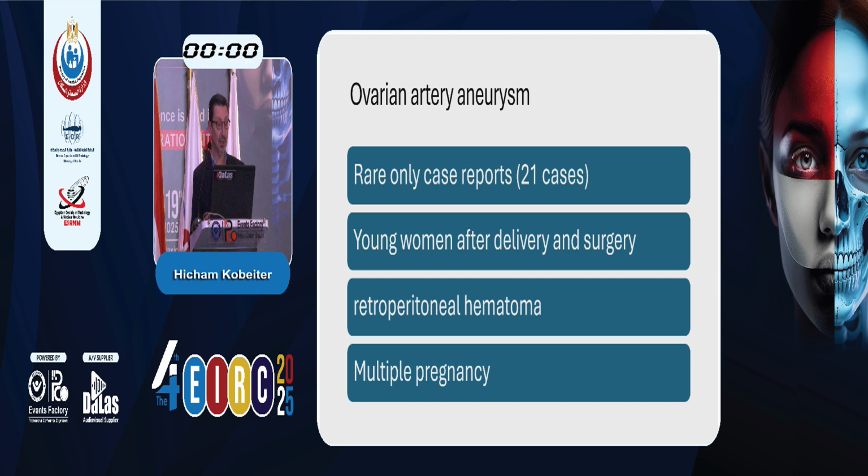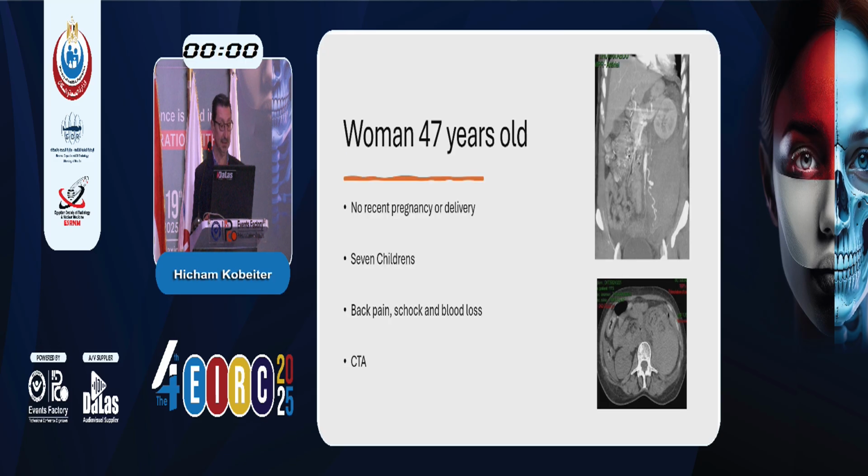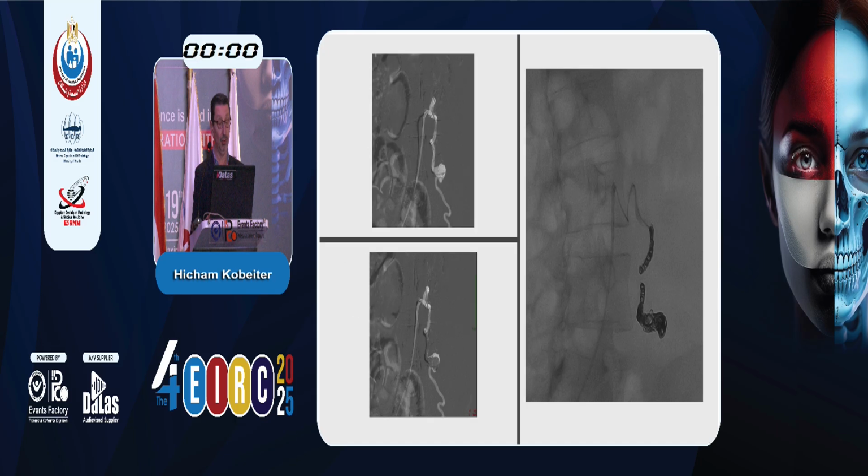Ovarian artery aneurysm is very uncommon. There are few reports, and most of the time they are in patients with multiple deliveries, surgery in the pelvis and multiple pregnancies. This patient, 47, already had 7 children, with back pain and blood loss, and CTA showing this very large ovarian artery with this aneurysm right here. It's the only one I have seen during my career, so I went and did the embolization, but you should keep this in mind.